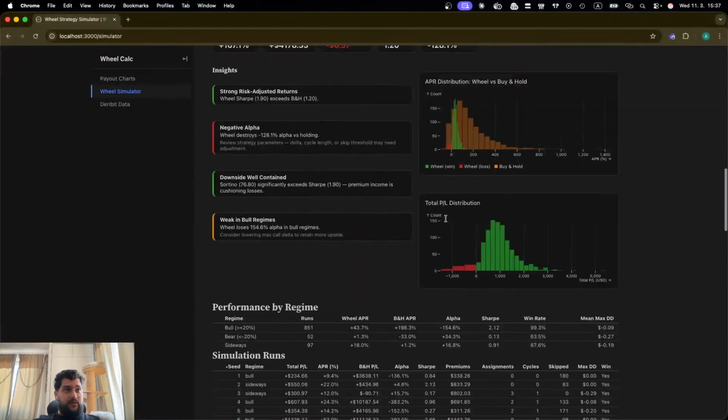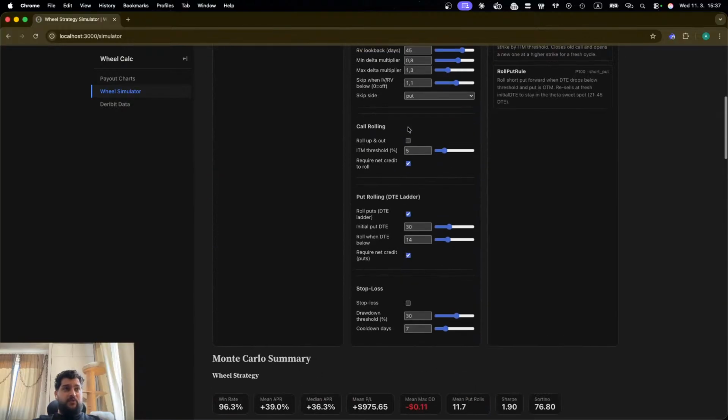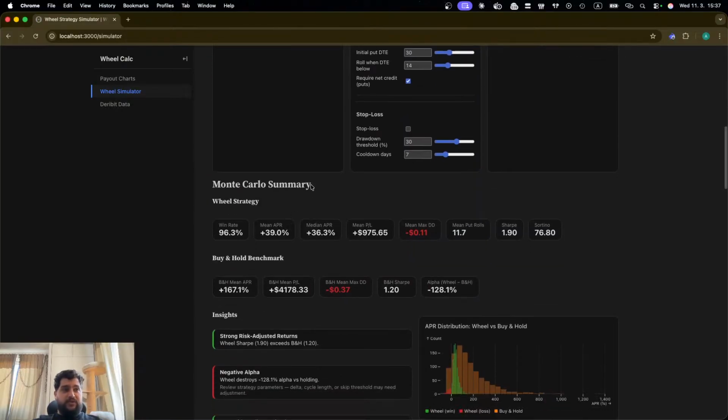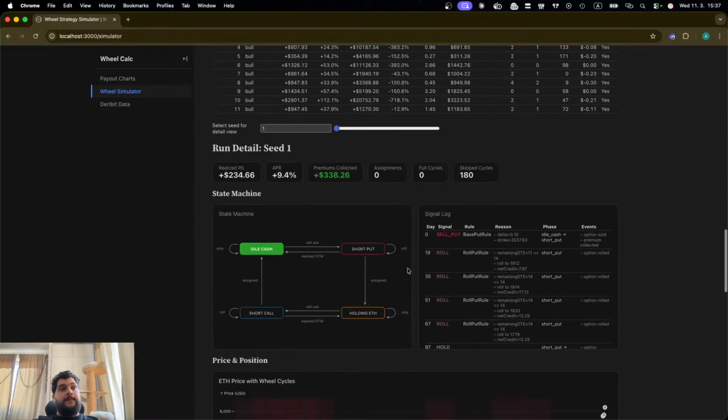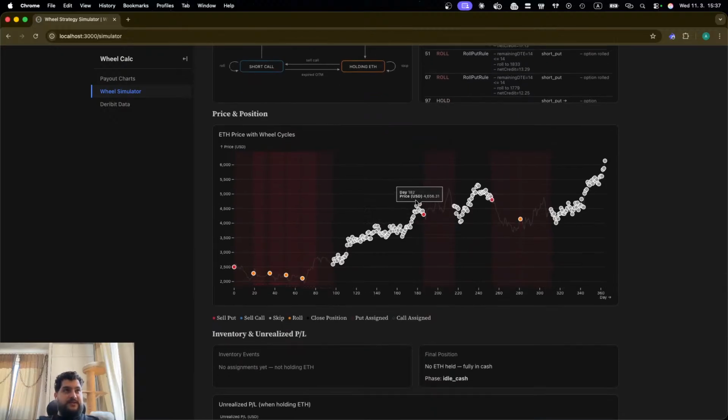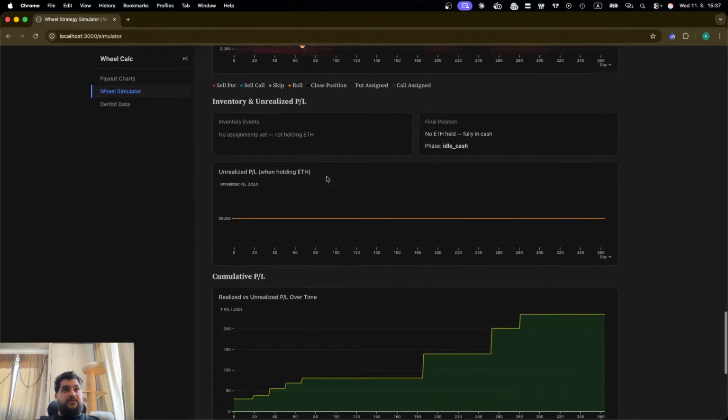And we were running the Monte Carlo, multiple tests, multiple simulations, which is called Monte Carlo, and we were calculating the win rate, mean APR, mean PNL, max drawdown, a couple of metrics like Sharpe and Sortino ratios, which define the profitability of the strategy basically. And we have this state machine here, and so on and so on.